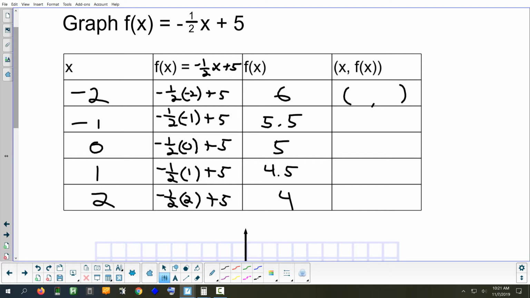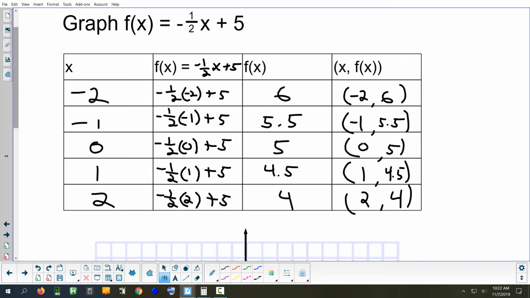Anyone tell me what's the first number going to be? Negative 2. Yep, and then the second number? 6. 6, that's what you have to write. Negative 2 comma 6. How about Kayla, what's my next one? Negative 1, 5.5. Perfect. Mackenzie, what's my third one? It's 0, 5. Yep. Princess, my fourth one? 1, 4.5. And my last one, how about Gianna? 2 and 4. Perfect. Now, graph those points. And hopefully they line up nice and straight.